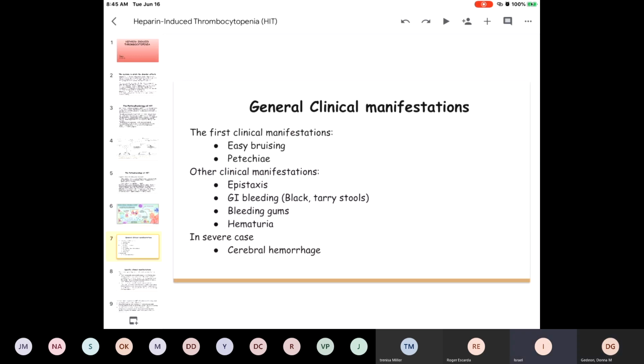All right. The general clinical manifestations. The first stages of manifestation are easy bruising and petechiae. And then the other clinical manifestations are epistaxis, GI bleeding, which is black and tarry stool, bleeding of the gums, hematuria, that's blood in your urine, and in severe cases, cerebral hemorrhage, bleeding in your brain.